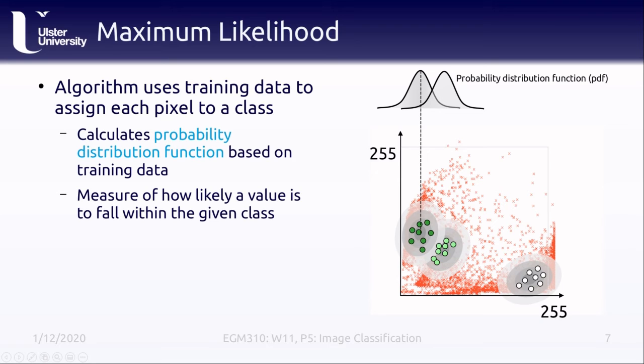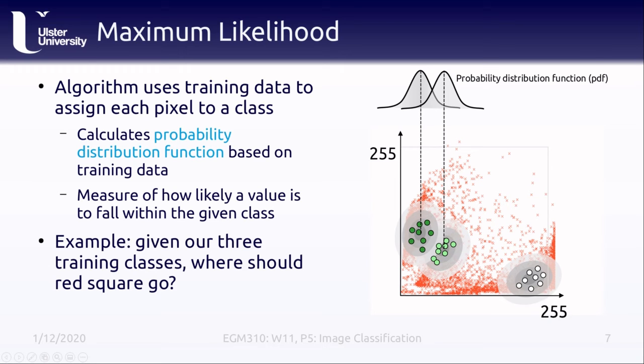So a pixel located here would be more likely to fall within the dark green class. It falls pretty close to the peak of the probability distribution. A pixel here would be more likely to fall within the light green class for the same reason. Note that this approach usually assumes that your training data are normally distributed, that is, that they follow a normal or Gaussian distribution. This is not always the case, and it's something to keep in mind as you're selecting training samples, but also when you're looking at the results.